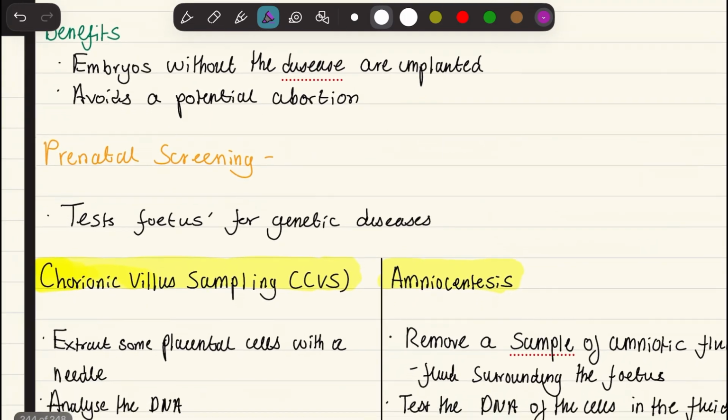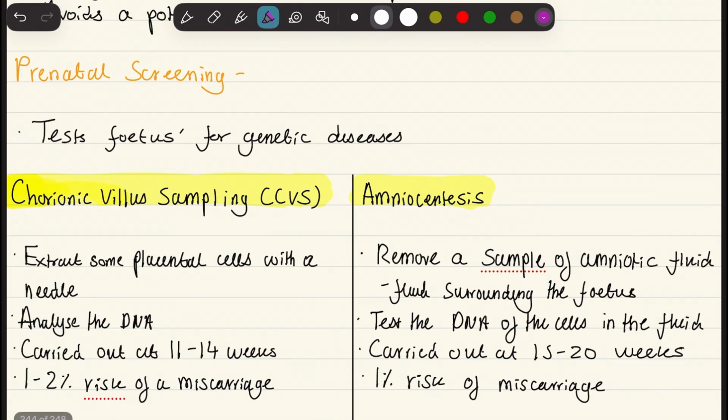The other one is prenatal screening. It's very important that you are able to distinguish between chorionic villus sampling, CVS, and amniocentesis. With chorionic villus sampling, normally they're going to go through the cervix, and get to the placenta. They're going to scrape off some cells. When they get the cells, they analyze the DNA of those cells, and that will tell you whether they have this disorder or not. Typically, we carry this out at 11 to 14 weeks. It does vary based on your textbook; I say anywhere between 10 to 14 is safe. There's a 1 to 2% risk of miscarriage because you are getting quite close to the fetus.